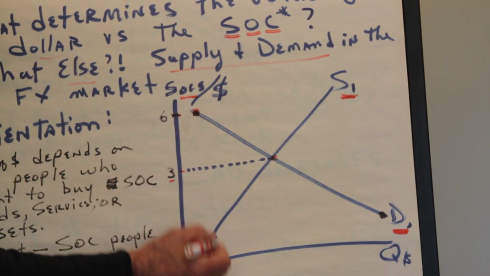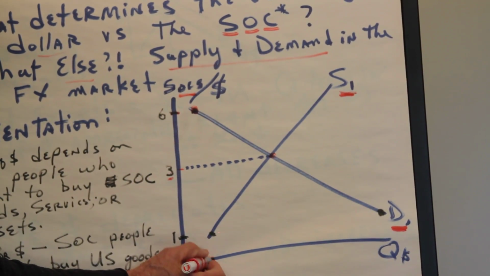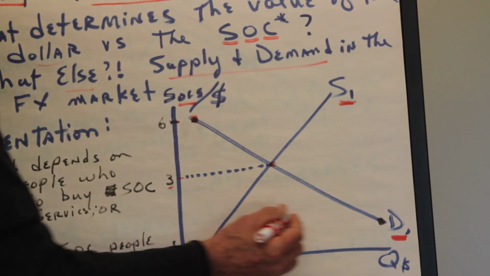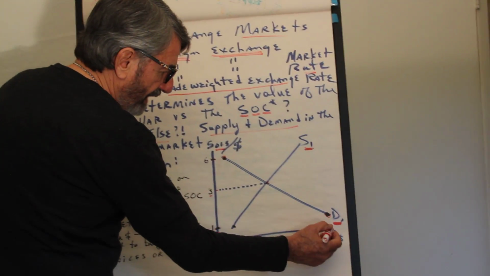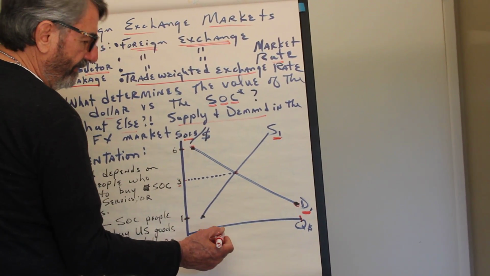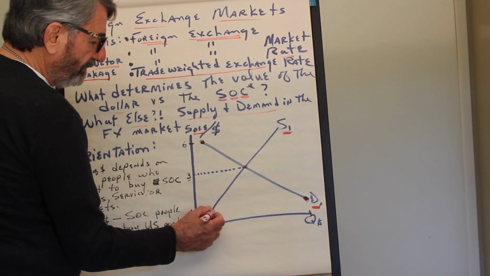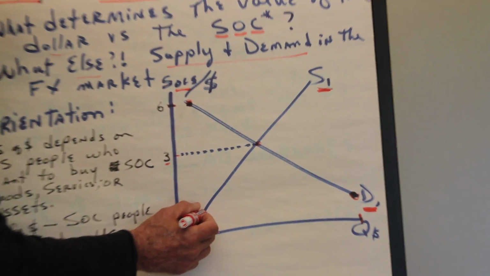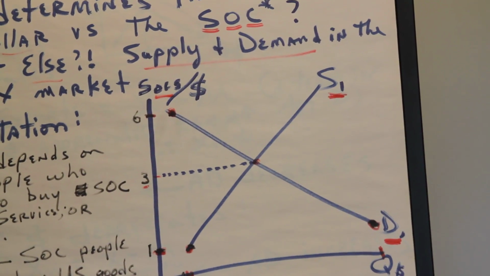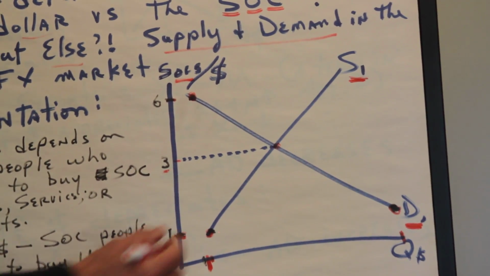at that rate, and so the quantity of dollars they will demand will be small. But if they can get $1 for one sock, then American goods are extremely cheap to them, and they would like to buy a lot of dollars at that rate. Conversely, if an American only gets $1 for one sock, that makes sock goods very expensive to Americans.